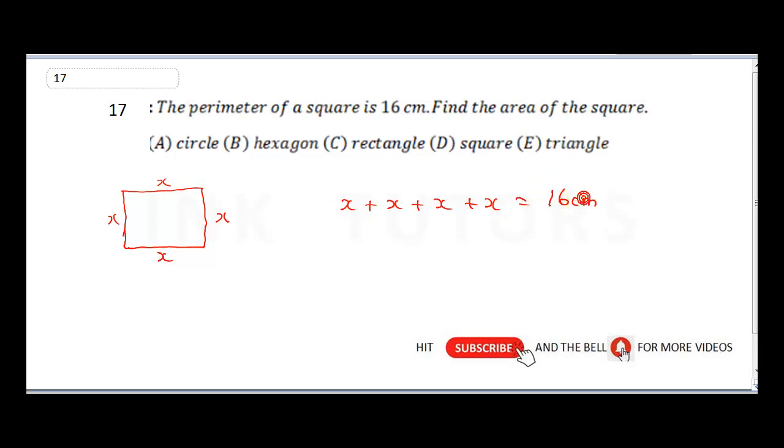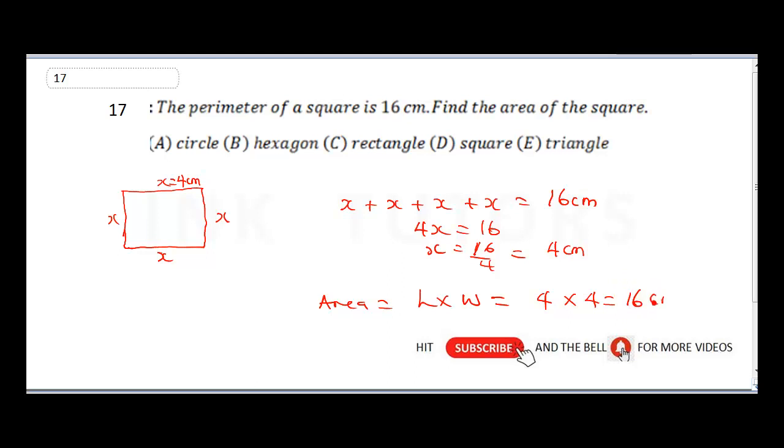16 cm. Now, when you sum this up, 4x will be what? 16. x will be what? 16 divided by 4. So that means our x is what? 4 cm. Okay? So now we know our x to be 4 cm. What is the area of a square? Find the area. Our area is length times width. The length is 4 and the width is also what? 4. So which will give us 16 cm squared. So I think they did not put the answer in the correct format.